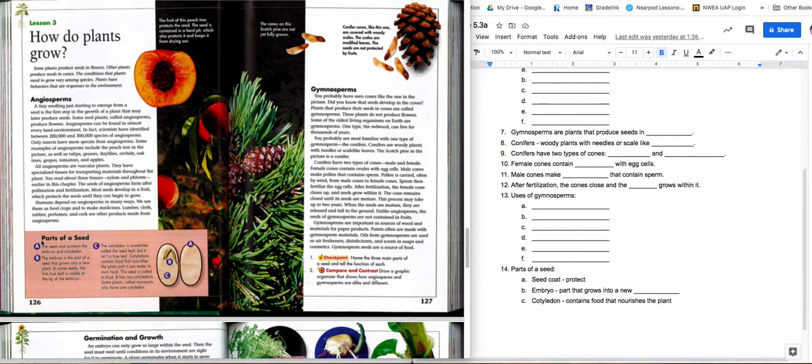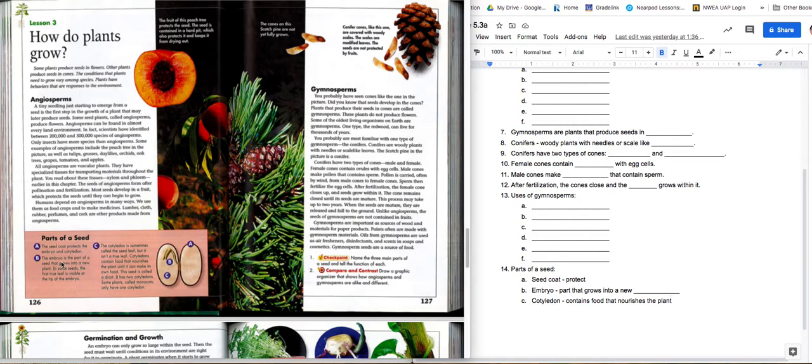Okay, cruising back over here, there are 3 parts to a seed. Okay, the seed coat protects the embryo and the cotyledon. So you have this outer area, guys. That's job, protect. Then you have seed part number 2. The embryo is a part of the seed that grows into a new plant. So this is what's going to give me my new plant.